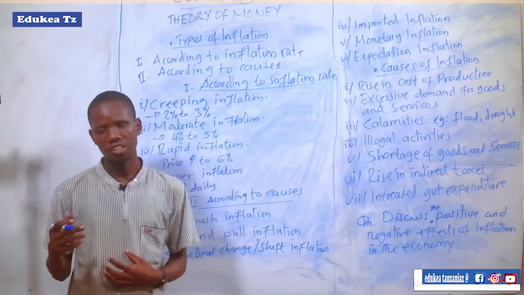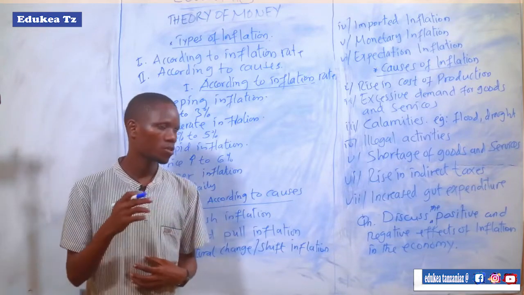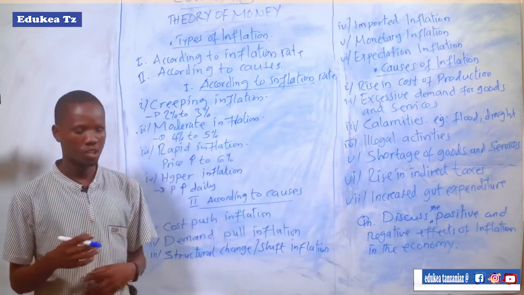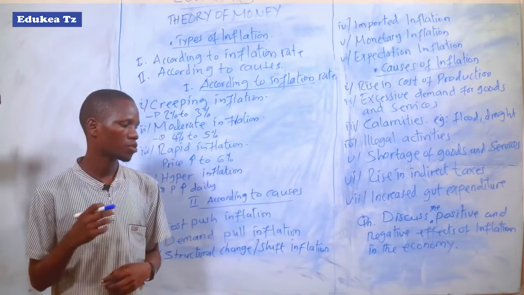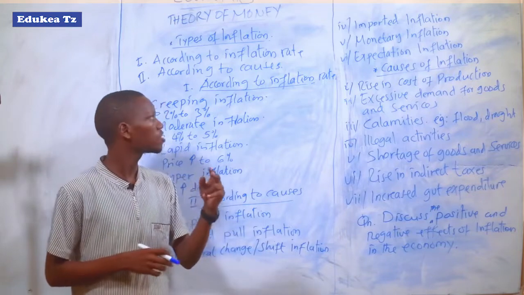So if there is a next person who wants to purchase the same commodity or services, those two buyers will try to fight to get such commodity. So it will lead to the rise of the price of such commodity, hence inflation.